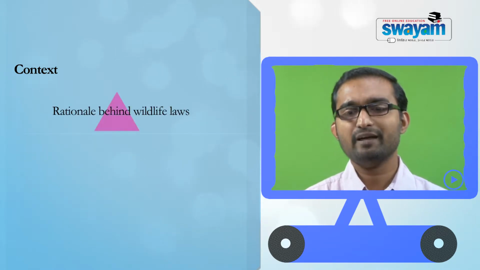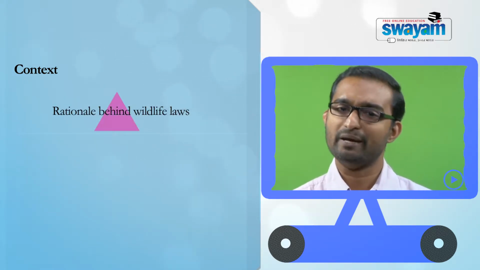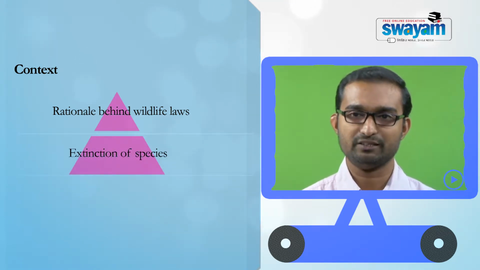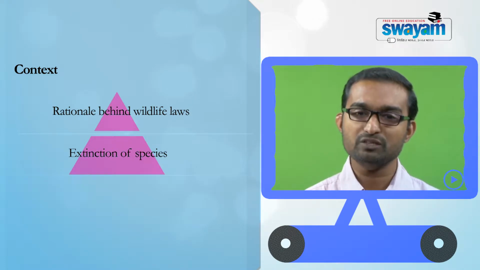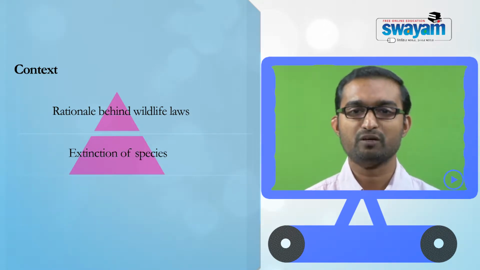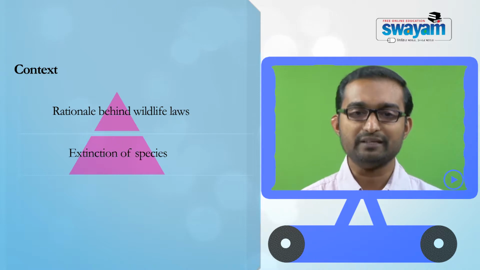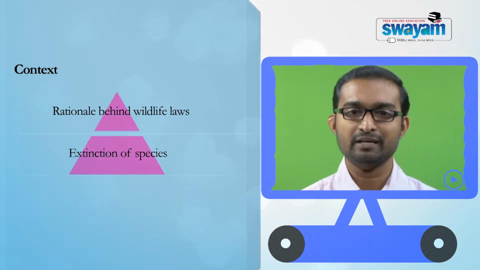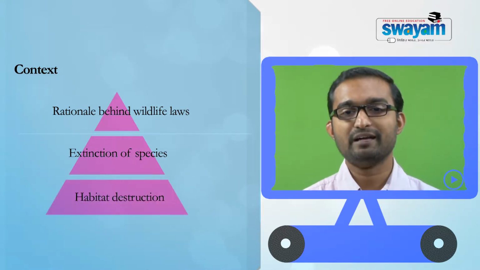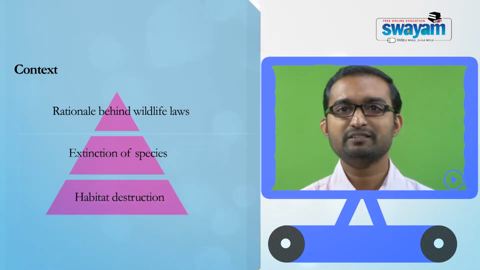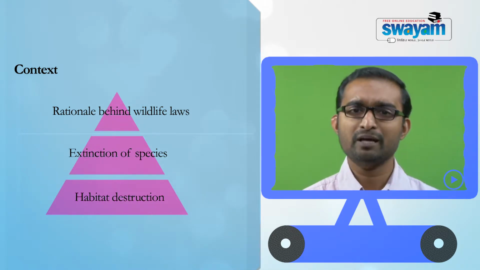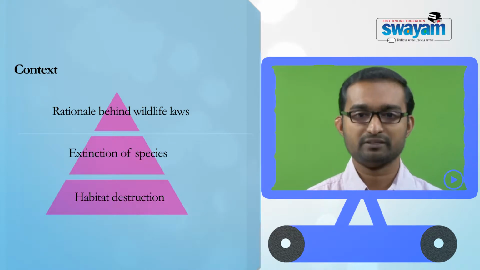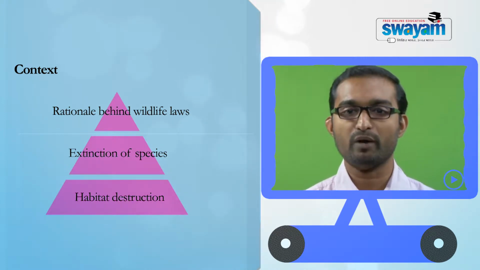The rationale behind wildlife laws in India is mainly the extinction of species. A large number of species have become extinct, or many species are on the verge of extinction in the contemporary context. There are quite a few important reasons why many species are facing extinction. Most important is habitat destruction. Habitat destruction means, for example, the situation of forests in India. Whatever affects the forest can have a direct implication upon wildlife also.